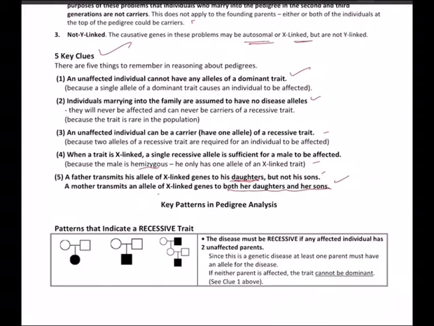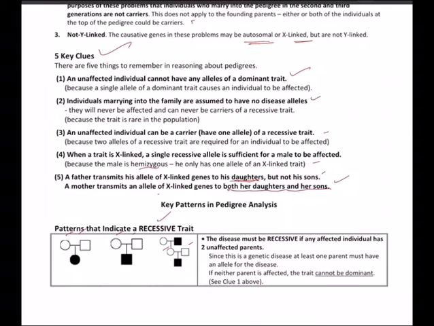Patterns that indicate a recessive trait. So first one, you can just observe it. You have a female, circle is a female, square is a male. If it is blank, they are healthy. If it is blocked, they are affected. So the disease must be recessive if any affected individual has 2 unaffected parents. Look at this. Unaffected parents, unaffected parents, unaffected parents. So the disease must be recessive.